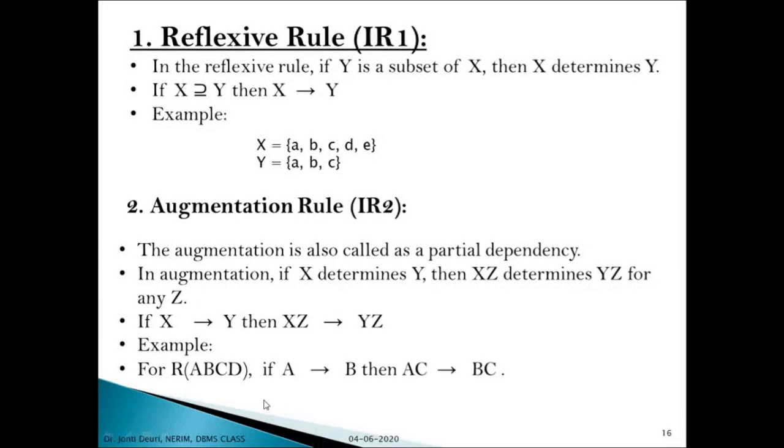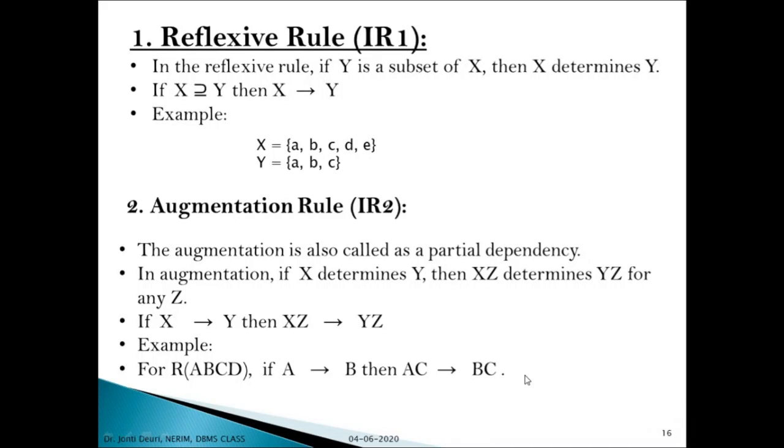Here we have a relation R with attributes A, B, C, D. If A determines B, then we can write AC determines BC, because C on both sides is the same, right? In this case we can write AC determines BC. So this kind of rule is called augmentation.